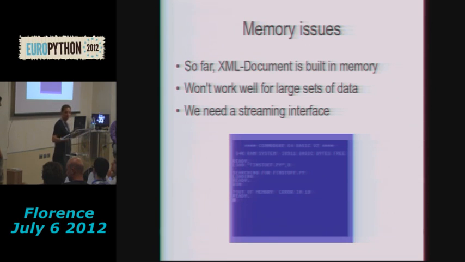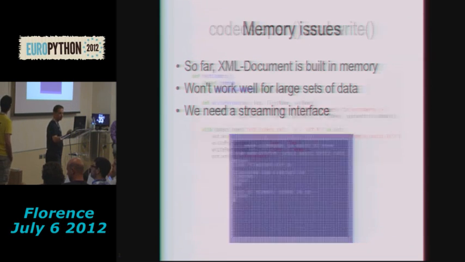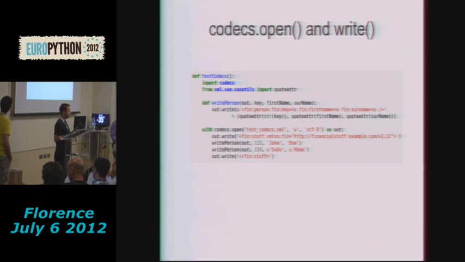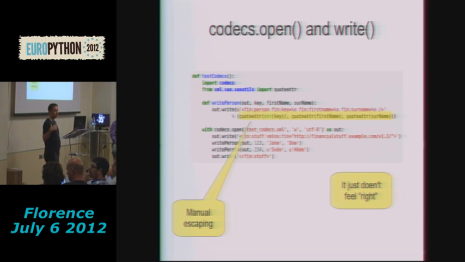What you really need is a streaming interface. So after some digging, we found out that many people actually use the basic file I/O of Python, and they just use open to write it. In this case, you have to manually escape everything, and it just doesn't feel right. The code is shorter, but it feels like an act of desperation.